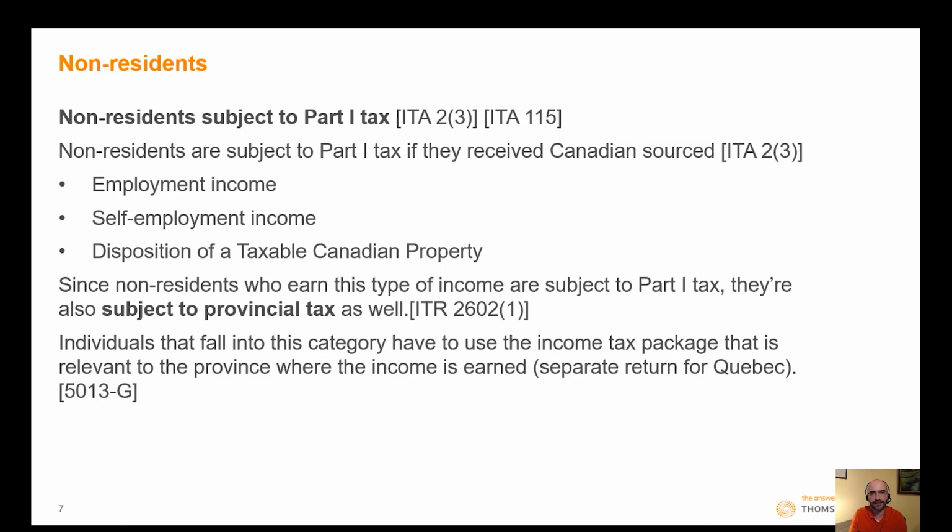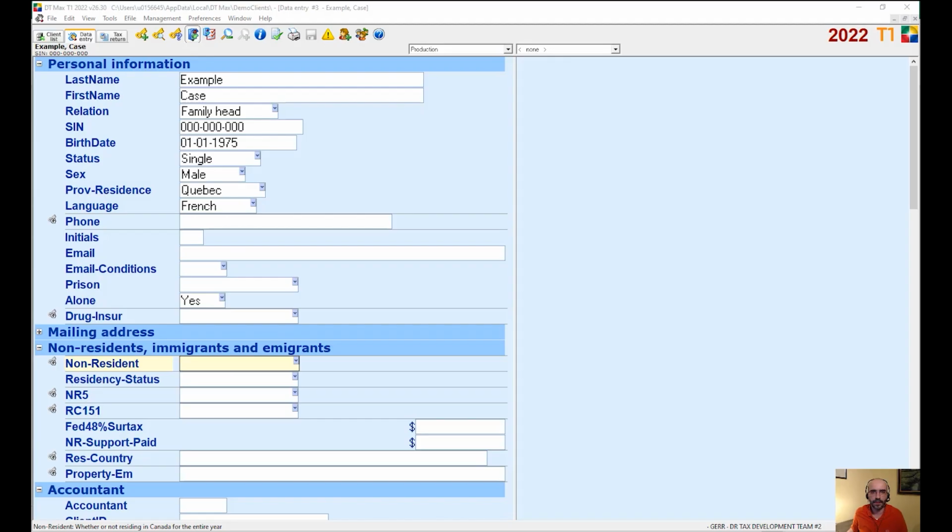So now let's have a look at how we indicate a non-resident subject to Part 1 tax in DT Max. So now we're in DT Max, and we're going to look at how we process an individual who is a non-resident and subject to Part 1 tax.